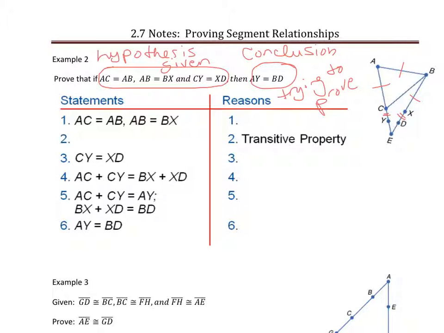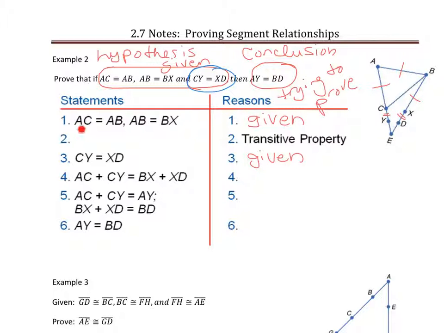First things first, we state the given. We've got AC equals AB, AB equals BX. That was given to us. Notice they didn't mention this part of the given, and that is part of the given as well. So look for that. That's right down here on row 3. So don't be fooled. That's part of the given there as well.